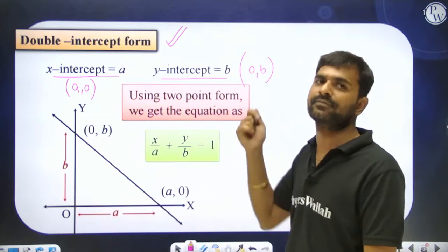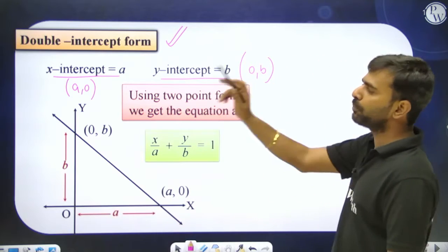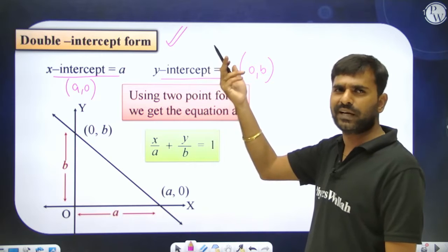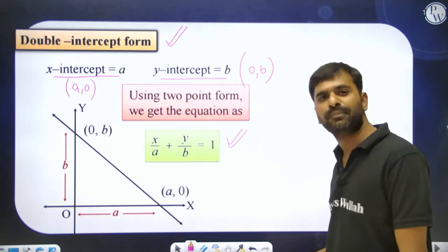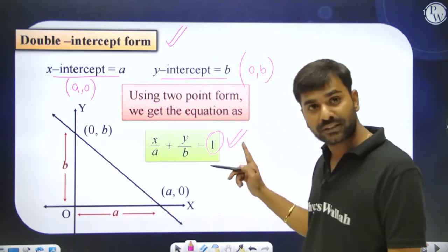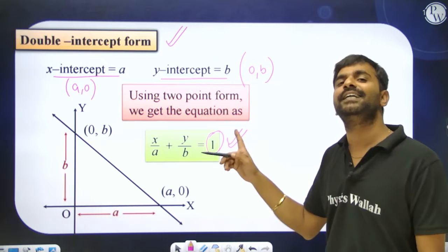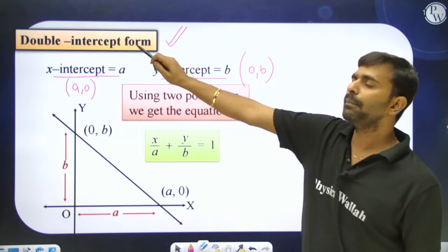Now at the x axis the y coordinate will be equal to 0, right? Okay, so from here if 2 points are given to you, then you can write down the equation of the line quite comfortably, yes or no? So if you write it, it will come out to be like this: x by a plus y by b equal to 1. This is a very important thing. A lot of times guys take it equal to 0. Remember kids, this is equal to 1 in double intercept form.